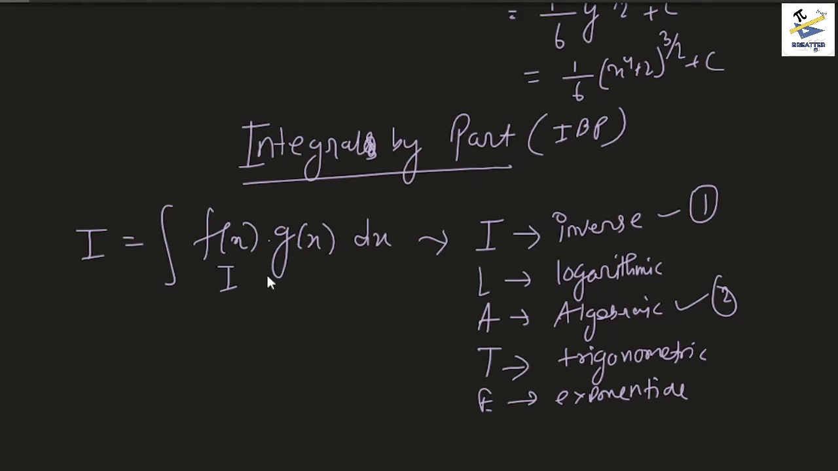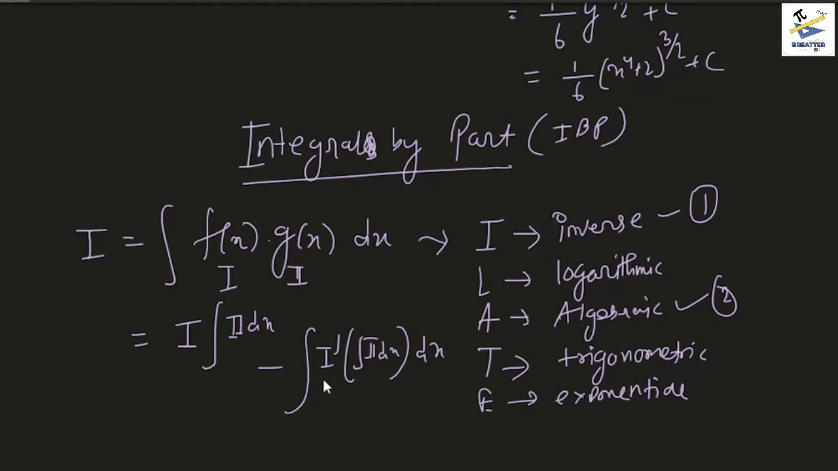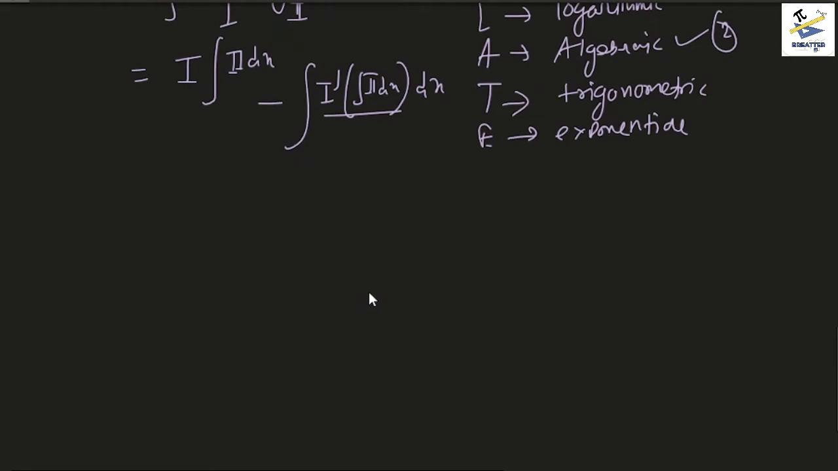So let us name here f(x) as function 1 and g(x) as function 2. Then what it gives you is function 1 times the integral of function 2 dx, minus the integral of the derivative of function 1 times the integral of function 2 dx. So this is how it works. You take the first function and multiply it by the integral of the second, and subtract from it the integral of the derivative of the first function into the integral of the second function. So let us take some examples so as to understand how this works.